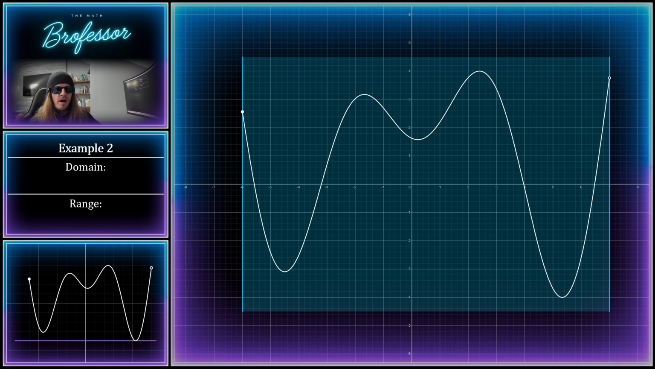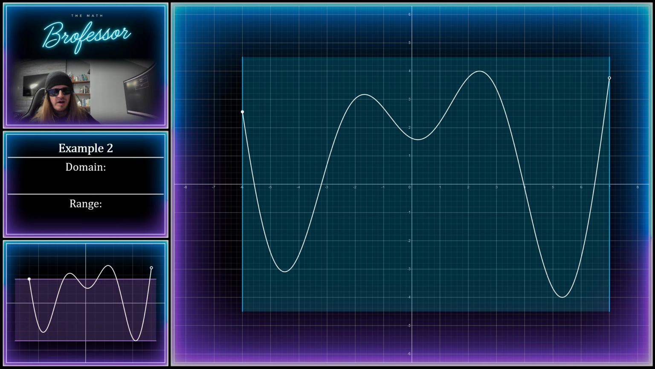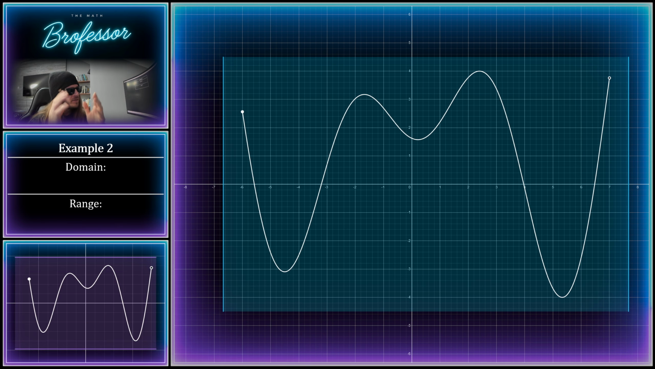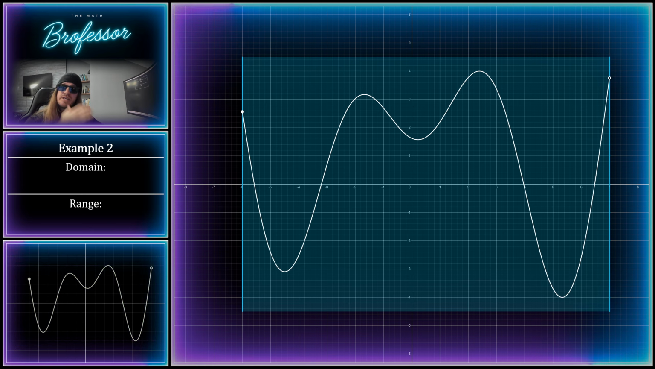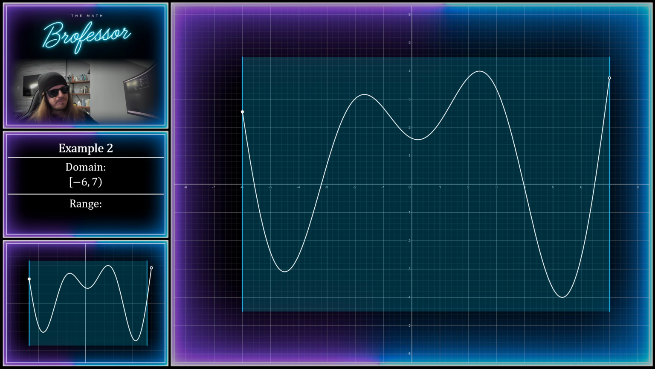So we've boxed this graph in on the left and the right between -6 and 7. It touches at -6, but it doesn't touch at 7. So when we write the interval from -6 to 7, we're going to put a bracket on the 6 and a parenthesis on the 7. So that's what that looks like.